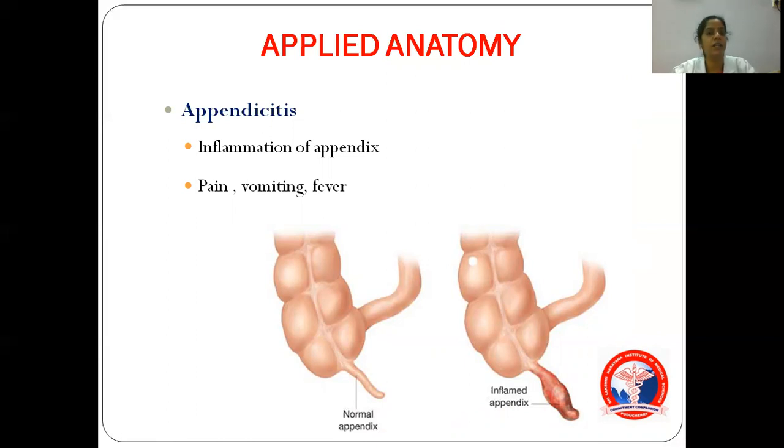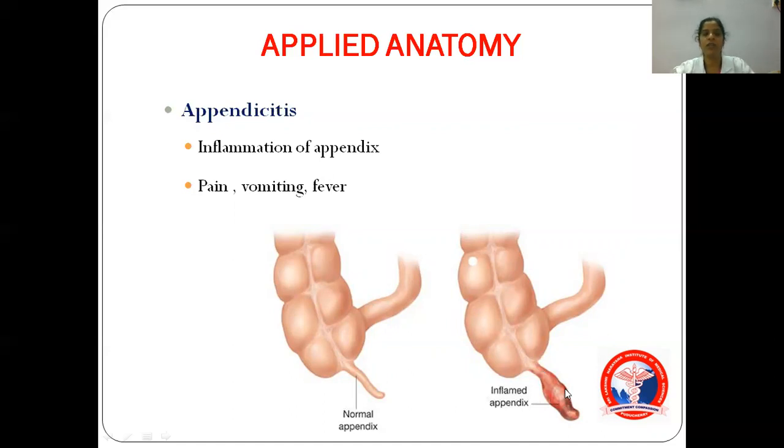What are the clinical conditions, sorry, applied aspects in the appendix? The most common one is appendicitis. You can see so many patients coming with appendicitis. It is due to inflammation of the appendix. The appendix is a tube-like structure, so fecal matter may obstruct it. Further, there will be infection and inflammation that will lead on to appendicitis.